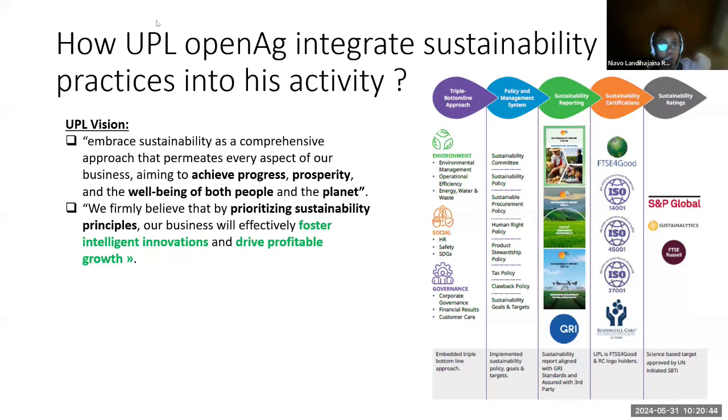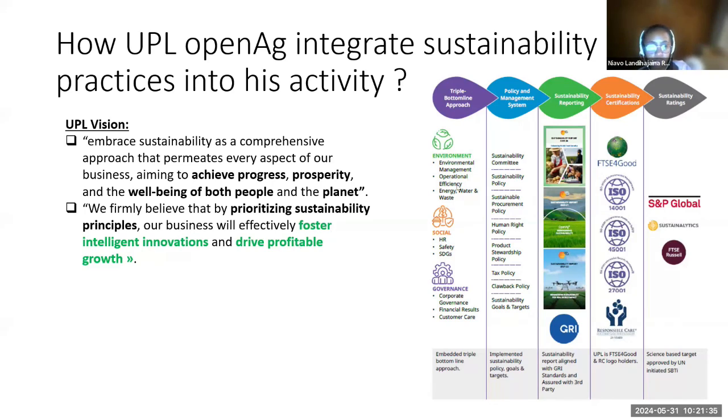So first, how does UPL integrate sustainability practices into its activity? UPL's vision embraces sustainability as a comprehensive approach that permeates every aspect of their business, aiming to achieve progress, prosperity, and the well-being of both people and the planet. By prioritizing sustainability principles, their business will effectively foster intelligent innovations and drive profitable growth. In this big picture, for example, they have shown us the triple bottom line approach.